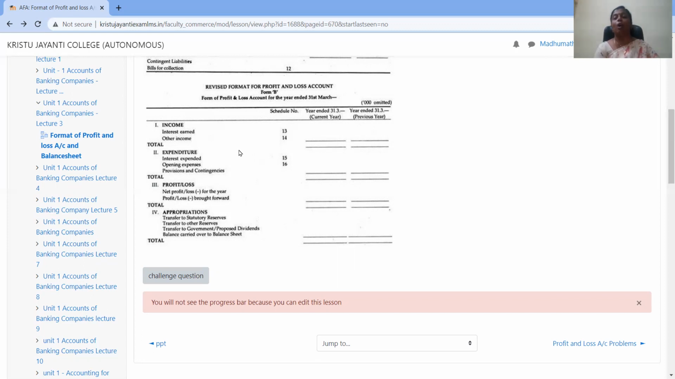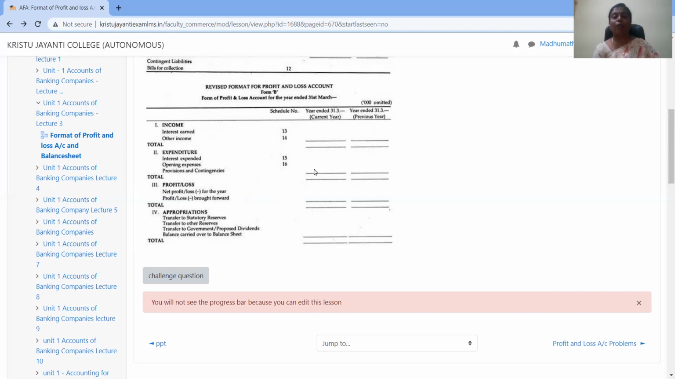Next is the employee salary you pay, and lighting charges you pay. All the operational expenses you incur on a regular basis to conduct your banking activity are termed as your operating expenses, and that will come under your schedule number 16. Next, without any schedule number, we take provision and contingencies, which gets reflected here in our expenses itself without any schedule number.